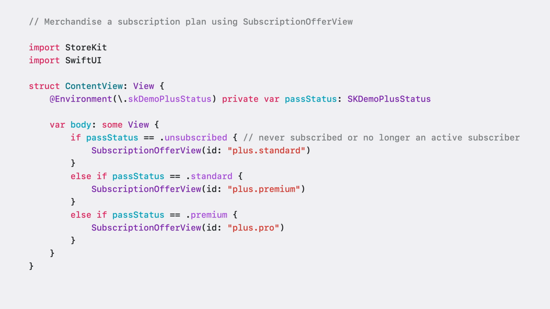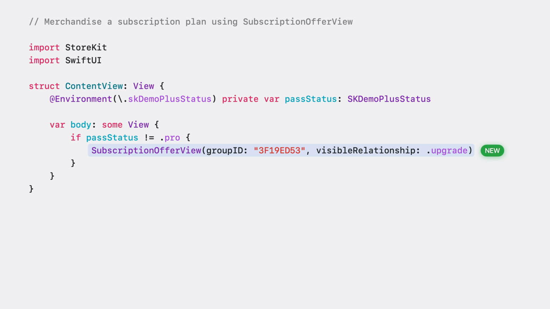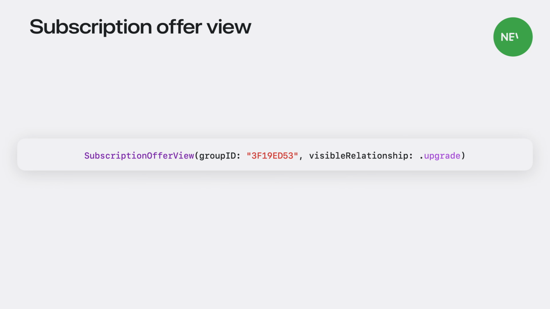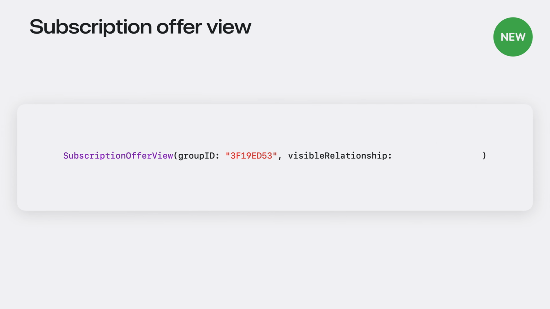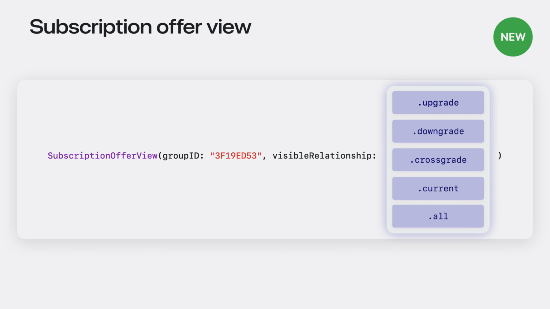To keep my code more concise, I'll use the group ID initializer to create my subscription offer view. When declared this way, the system automatically chooses a plan from my subscription group. You'll also need to specify the relationship of the merchandised plan relative to the customer's current plan. The visible relationship parameter can be one of 5 values: upgrade, downgrade, crossgrade, current, and all. This API behaves differently depending on the customer's status. Let's take a closer look at each of these relationships, starting with upgrade.